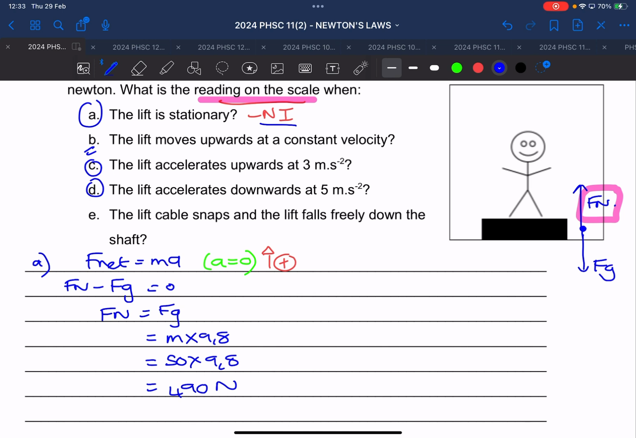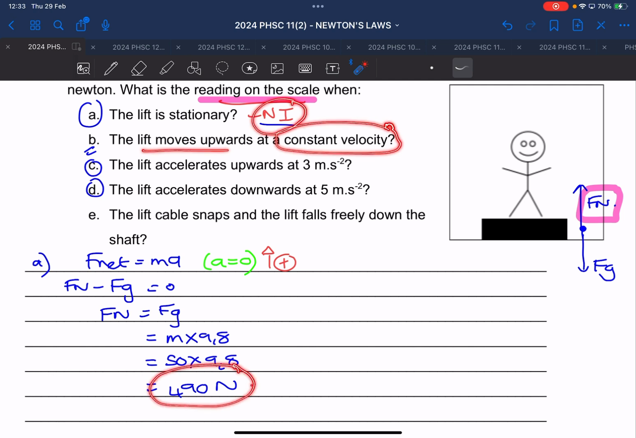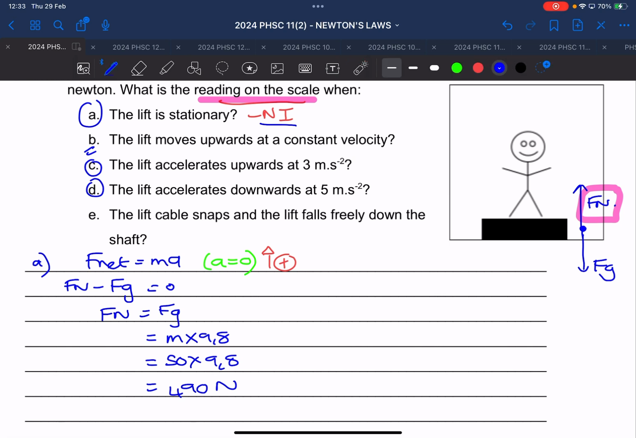Okay. If we did it moving at a constant velocity, which law? Constant velocity? First law. It would give you exactly the same answer. Okay? Now we're going to look at if it accelerates upwards at 3 meters per second squared. Okay, so it accelerates upwards at 3 meters per second squared. So that is Newton's second law, when it accelerates upwards.